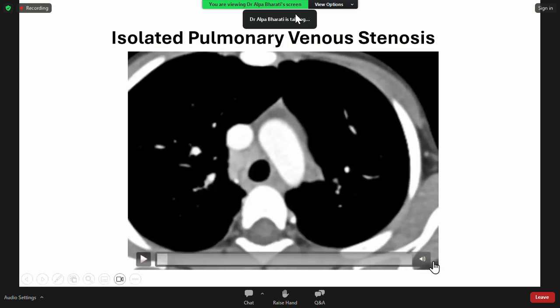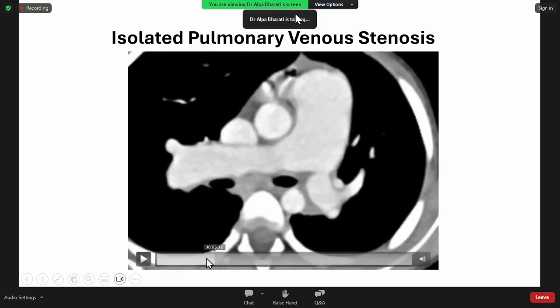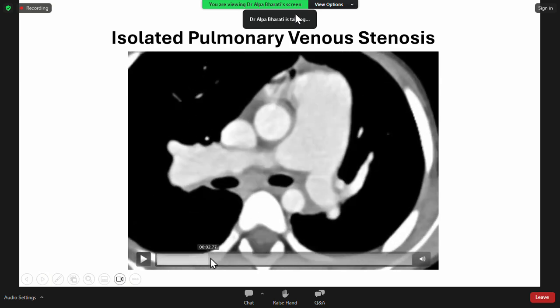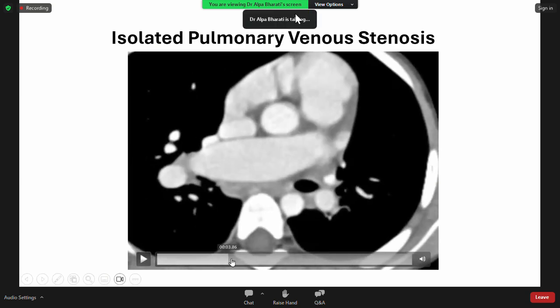Okay, so here is an example of isolated pulmonary vein stenosis. We'll trace it from above to below. We're already looking at a very dilated pulmonary artery. These patients usually come to us with complaints of pulmonary hypertension. One of the causes of pulmonary hypertension which you need to identify would be pulmonary vein stenosis.